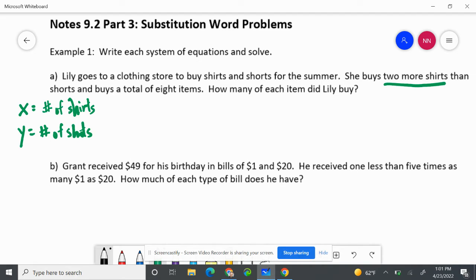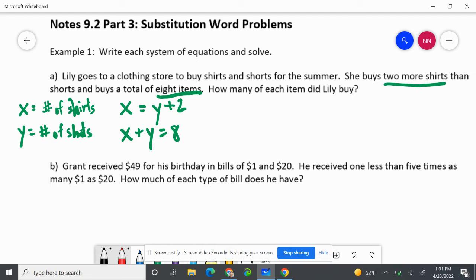It says that she buys 2 more shirts than shorts. So whatever the shorts are, if we add 2 to that, that gives us the number of shirts. It also says a total of 8 items. So x plus y equals 8.